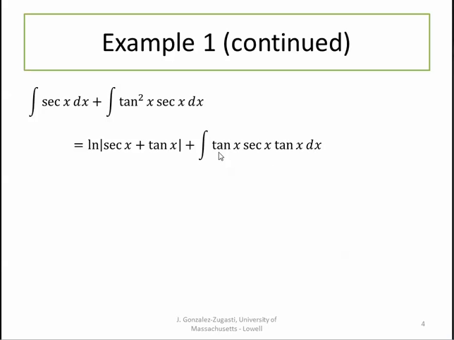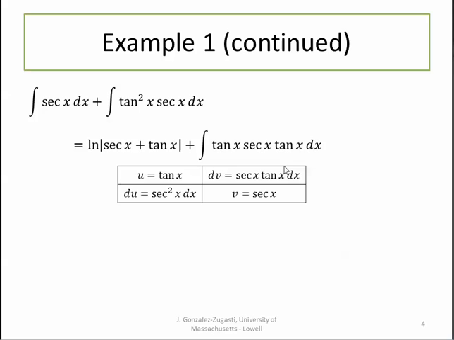So we'll rewrite it as tan x secant x times tangent x. And then we're going to use integration by parts. We will let u be equal to tangent x, so this first one, and dv be equal to secant x tangent x dx, which is this part here. Doing so gives us that du is equal to secant squared x dx, and v is equal to secant x.